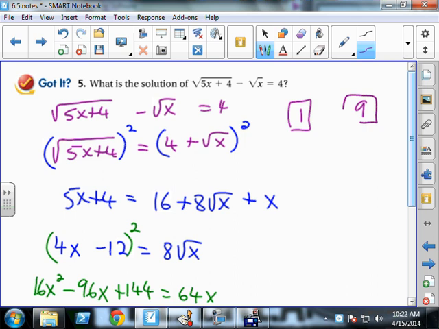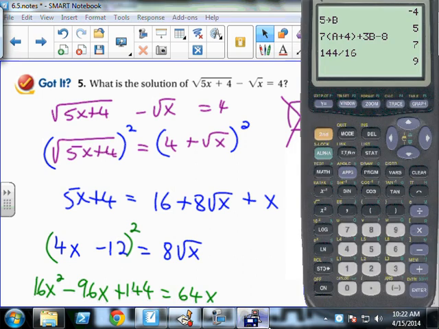If I plug in a 1, 5 times 1 is 5. 5 plus 4 is 9. The square root of 9 is 3. 3 minus 1. Oh, the 1 doesn't work. If I plug in 9, I get 45. I get 49. That's 7. 7 minus 3 is 4. The 9 works. How can you tell? Well, either you cheat and use a calculator to graph it, or you just do the math. You do the algebra. By the way, the class is called algebra for a reason.